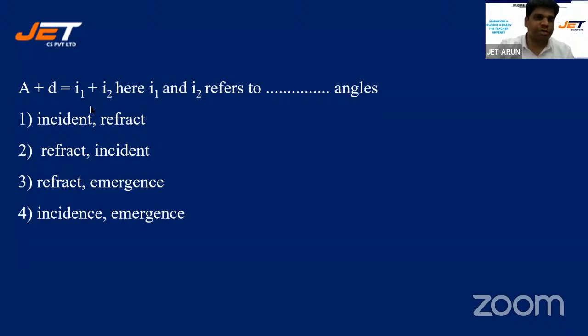A plus D is equal to I1 plus I2. Here, I1 and I2 refer to dash angles. Options: incident and refracted angle; angle of refraction, angle of incidence; angle of refraction, angle of emergence; or angle of incidence and angle of emergence. I1 and I2 refer to emergence or incidence, refraction or incidence, incidence or refraction. Right, Riya is right, Taruni is right.